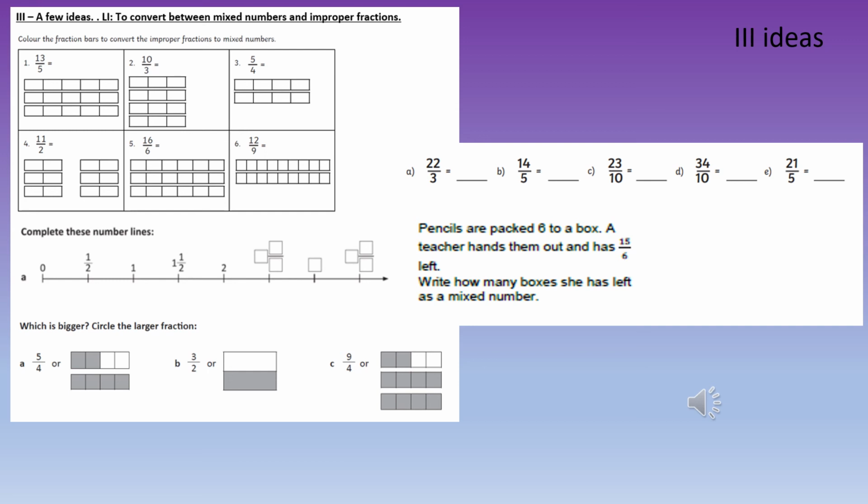Lower down in your task, it says which is bigger, circle the larger fraction. So you'd look at the written fraction and compare it to the fraction bars to see which is larger. And then for the next part, which is just on the right hand side of the screen, you would write the improper fraction as a mixed number fraction and then have a go at the word problem.